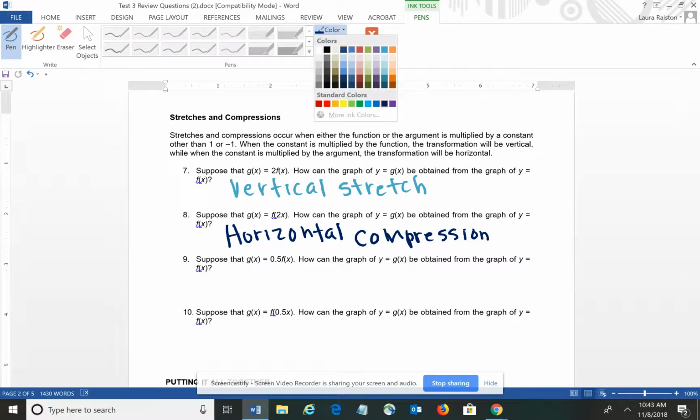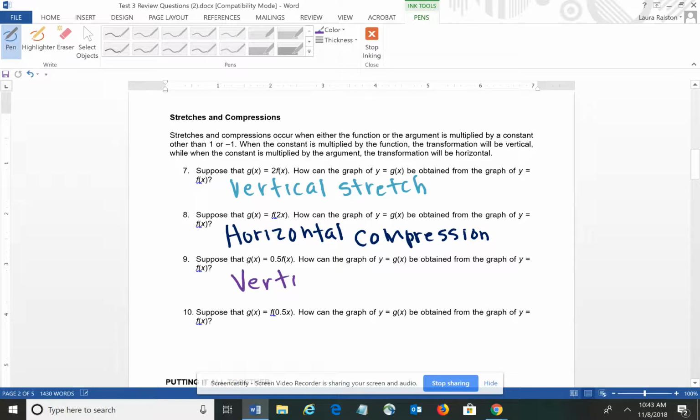Number 9 has the 0.5 or 1/2 in front of the f of x, so that's going to be a vertical compression. Again, it's a compression because it's less than 1. If it's the vertical, kind of makes sense because if it's less than 1, it's a compression. If it's greater than 1, it's a stretch. The horizontal is usually backwards to what you would think it would be.